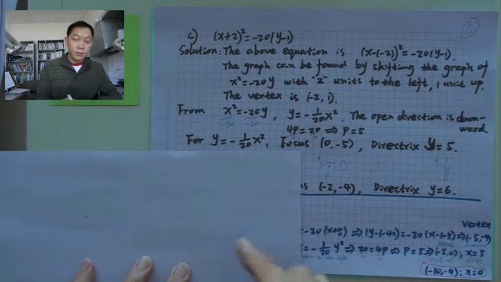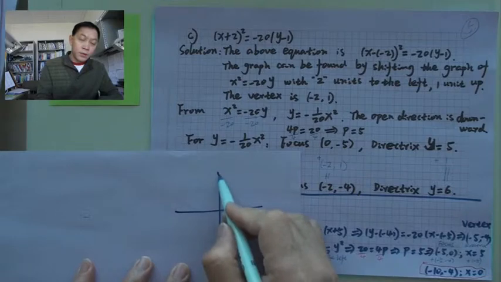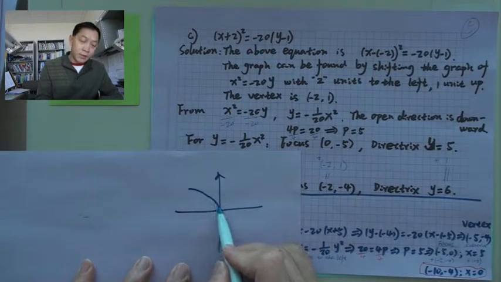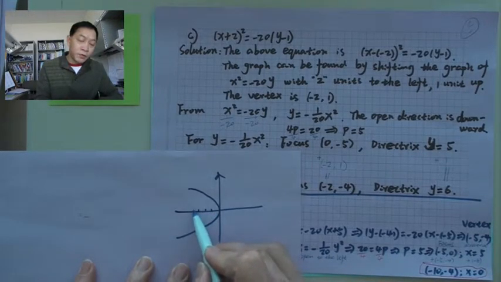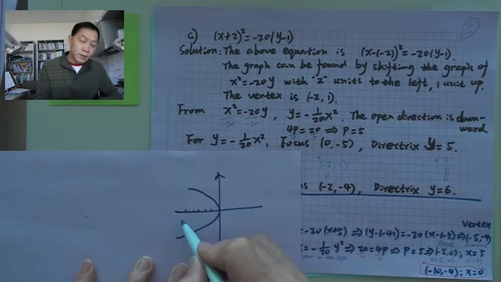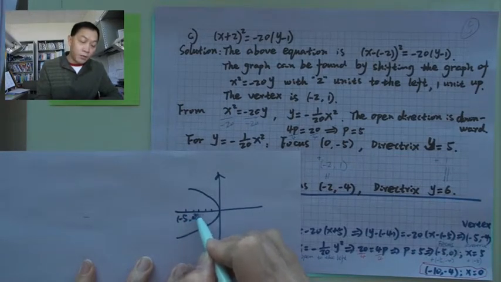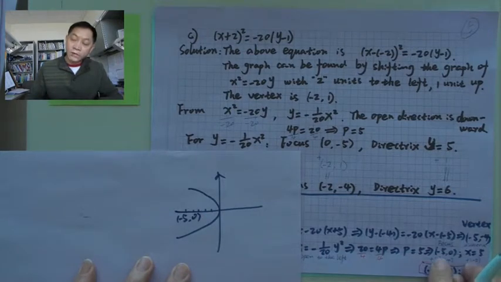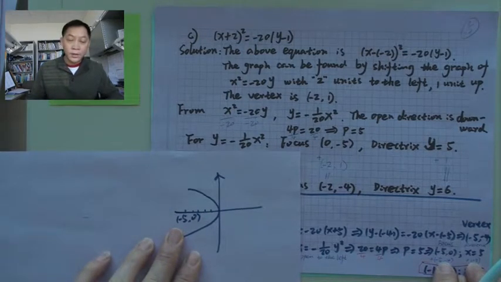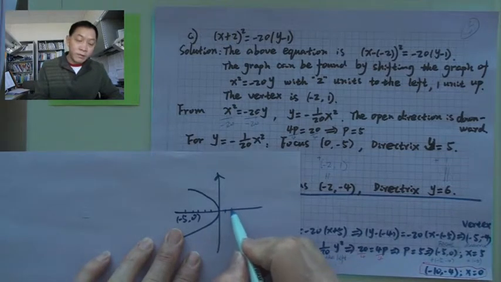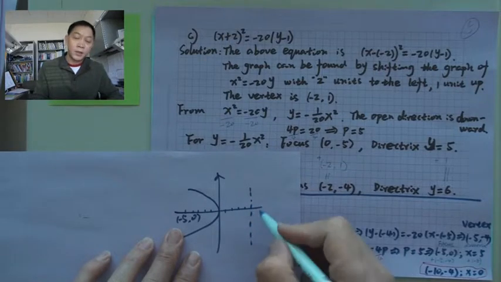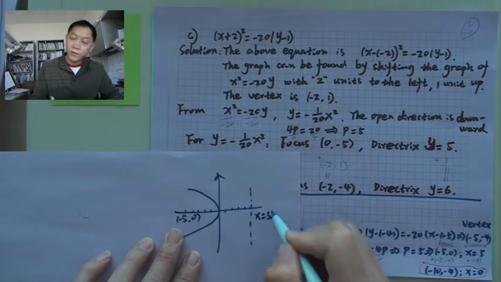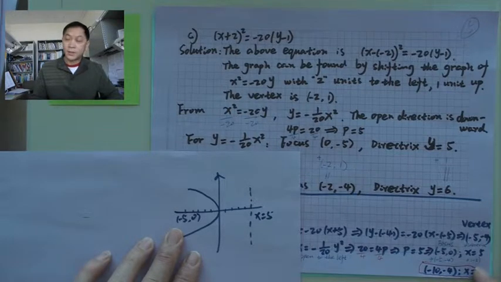So you will have roughly a picture like this. Okay, you have a p. Then it tells you 1, 2, 3, 4, 5. Here will be -5, 0. So that's why you have a -5, 0 here. And then another 5. So you know the directrix is somewhere here. And this is x equals 5 for the directrix.